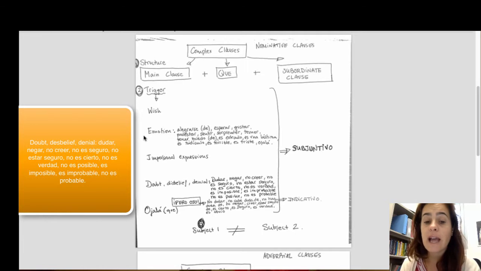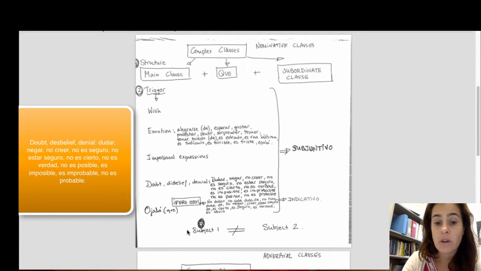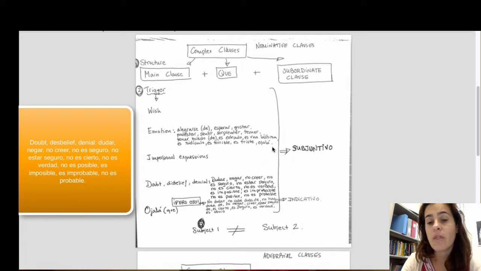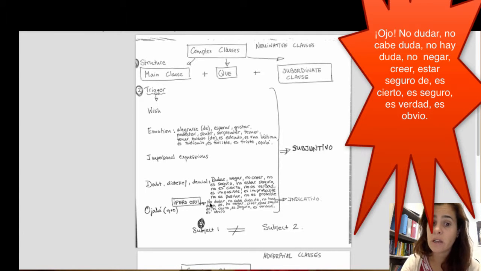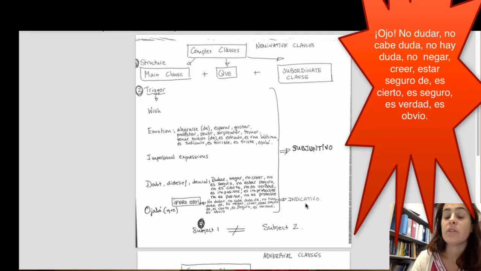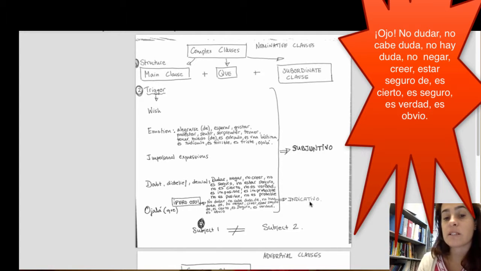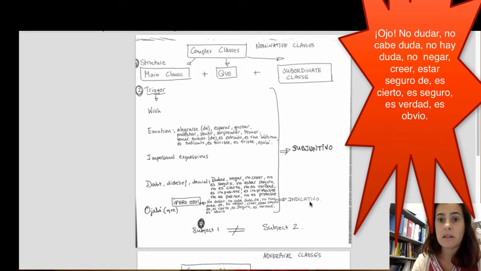When we saw that, and we saw that subject 1 was different than subject 2, then subjunctive is going to happen in the subordinate clause. But watch out, ojo. Expressions like no dudar, no cabe duda, no hay duda, no niego, creo, estoy seguro de, es cierto, es seguro, es verdad, es obvio. Those are expressions of certainty, and those expressions are not gonna result in a subjunctive in the subordinate clause, but they're gonna result in the use of indicative. So that's something we need to always keep in mind.